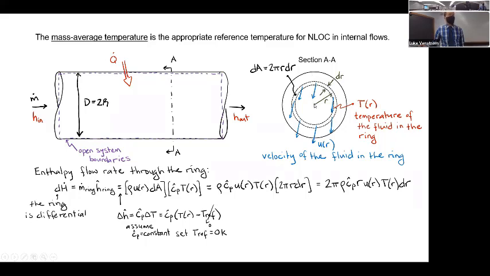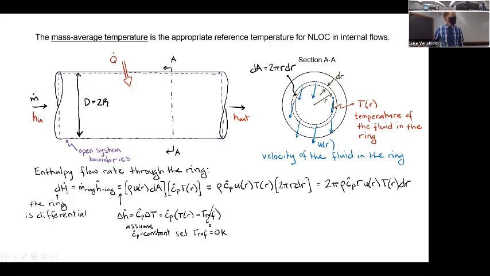Of course, there's also the no slip condition. And so there is no velocity of the fluid near the wall, but it increases as we move away from the wall. So this ring also has a different velocity depending on where we draw it, right? So if we want to represent the enthalpy flow rate, we really need to think about the enthalpy flow rate through all of the little tiny rings that we can draw and then add them all up. So let's do that. So here's the enthalpy flow rate through one ring, right?